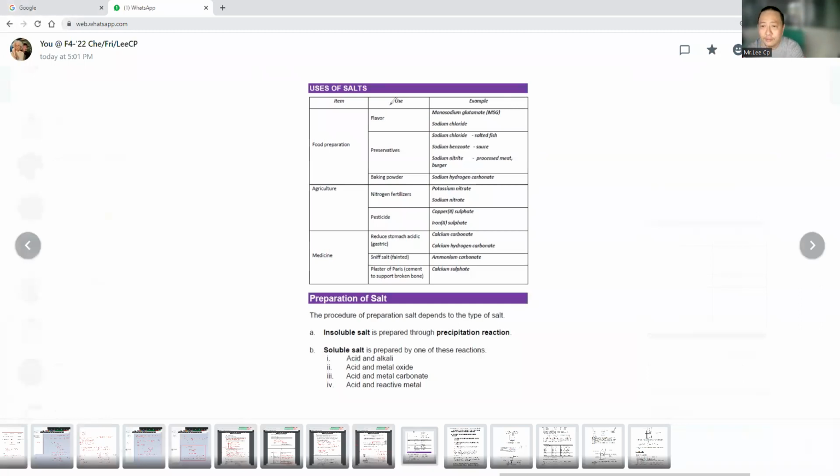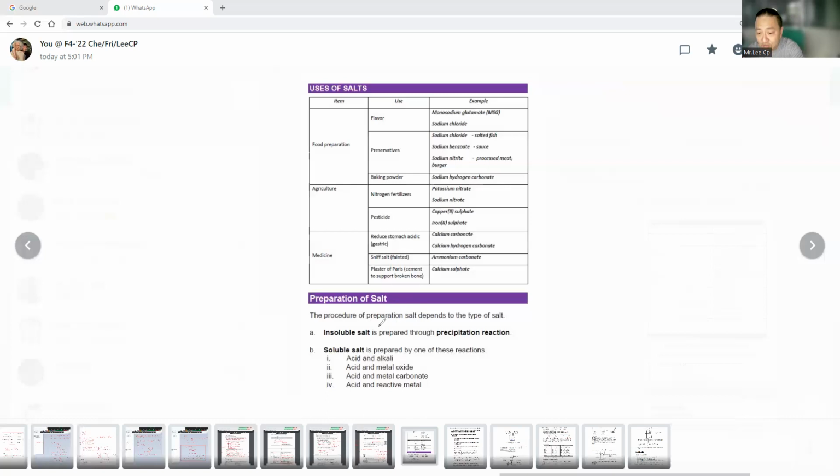Okay, uses of salt. Last week we talked about the uses of salt already: food preparation and so on. This one I gave you already last week. This week we are going to see how to prepare a salt, the preparation of salt.